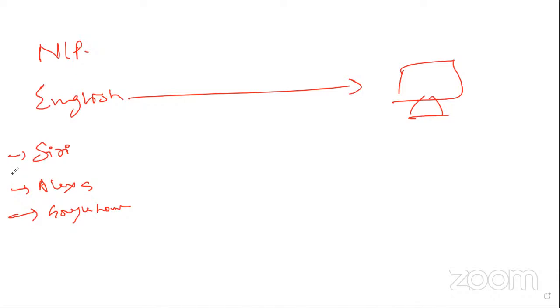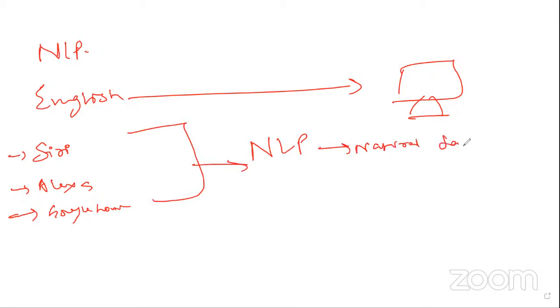Siri, Alexa, Google Home, they are also computers. But if they are computers and they understand only binary language, how are they understanding my English? How have they built up that understanding? That understanding has been built with the help of NLP methods, that is natural language processing.